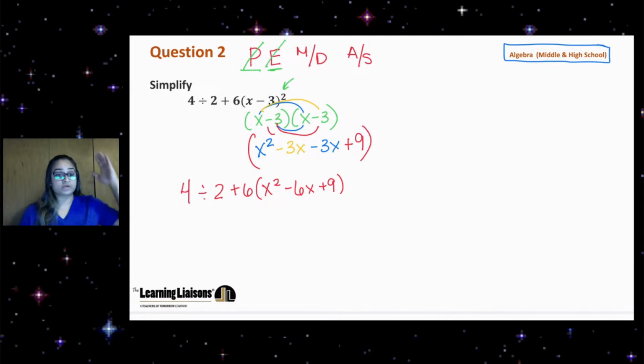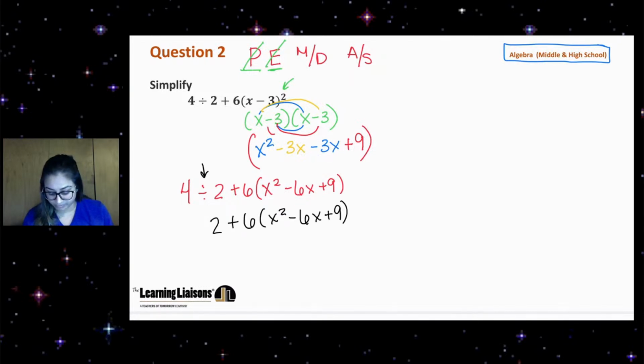So now we're going to work from the left to the right, and what we see we're going to do. Are we going to multiply or divide first? Well, here we have division first, so we're going to do it. 4 divided by 2 is going to give us 2. Bring everything else down. Okay, I'm going to take that 6 and multiply it into everything inside the parentheses. And I'm going to get 2 plus all that stuff.